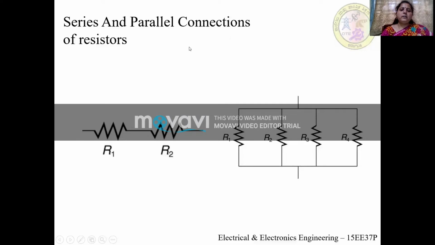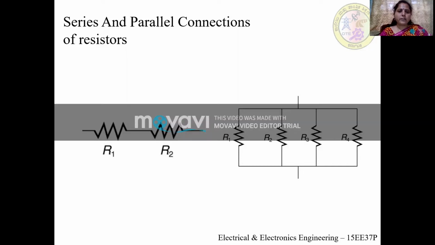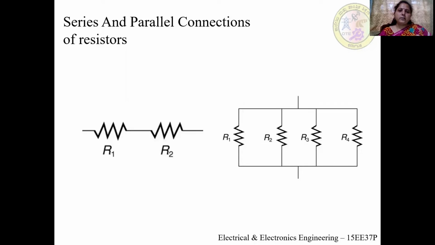You are seeing the series and parallel type of connections of resistors on the screen. As you all know, in case of series type of connection, the resistors are connected in the form of a chain so as to carry the same current through them. In case of parallel type of connection, the resistors are connected in such a way that the main current divides itself and flows through them.